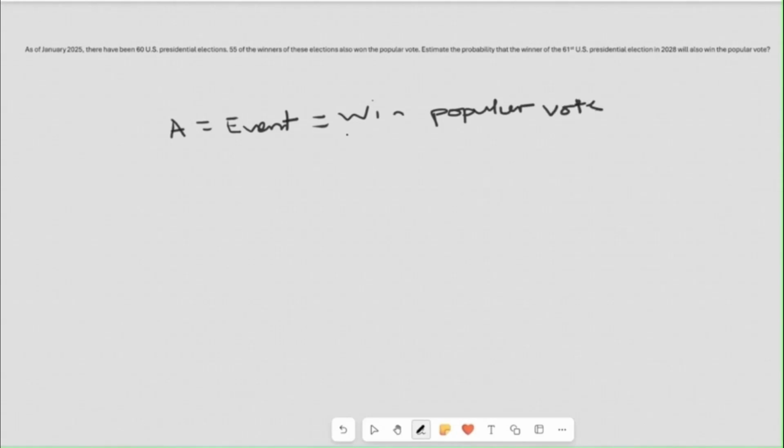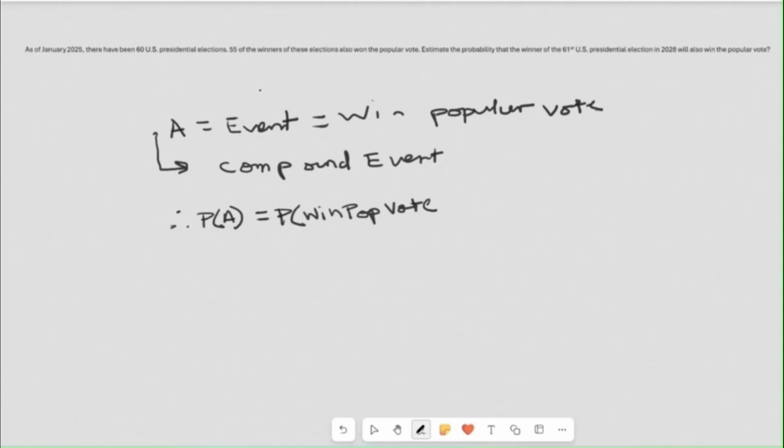Additionally, this event is a compound event as it constitutes multiple possible outcomes. That is, there are several ways to win the popular vote, namely by different margins. For example, a candidate could win the popular vote by a margin of, say, 50% to 49%, or a margin of 60 to 40%, or any variation therein. Okay, so our probability can be defined as the probability of A being equal to the probability of winning the popular vote, which is equal to the number of times A has occurred over the number of times the trial was repeated.